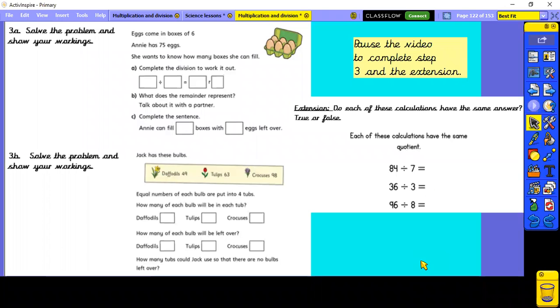Okay, and if you fancy a challenge, here is step 3 of the worksheet. And I've got the extension on the screen for you as well if you fancy having a go at that. So pause the video to complete step 3 and the extension.